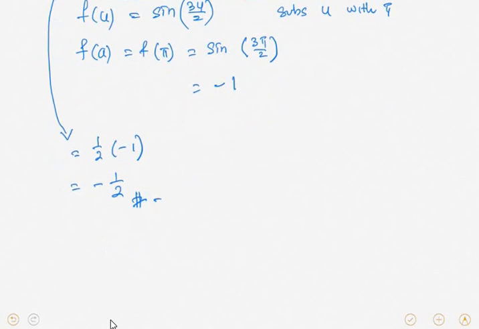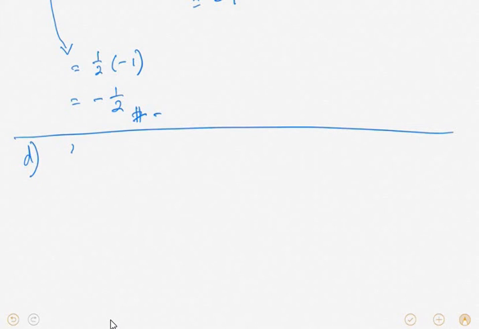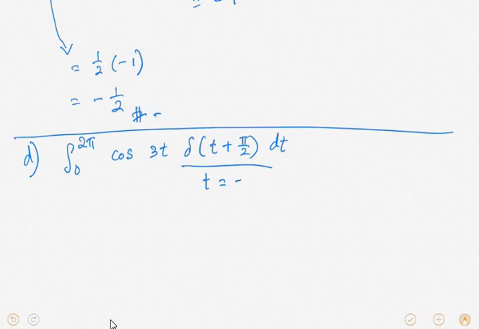Okay, I give you another last example of this. Let's say 0 to 2 pi of cos 3t, delta t plus pi over 2, dt. So delta t plus pi over 2 means that the impulse occurs at t equal to -pi over 2. Okay, so let's check whether this -pi over 2 is within 0 to 2 pi.